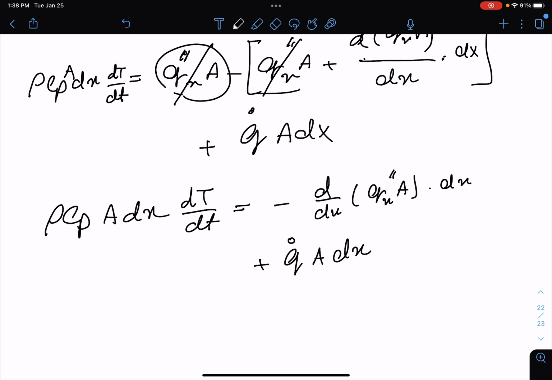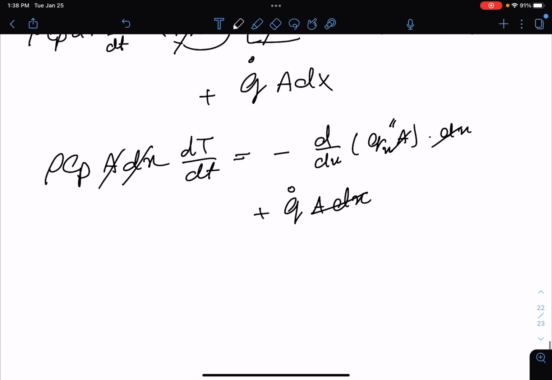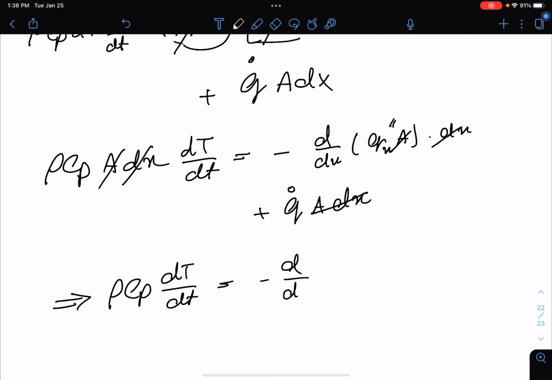ADX, if the cross-sectional area is constant. That's a very important point, right? If the cross-sectional area is constant, we can take the ADX out. If not, we can only take the DX out. So we'll end up with this: rho Cp dT/dt equals negative d/dx of qx plus q dot.